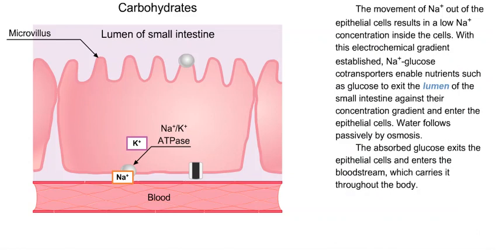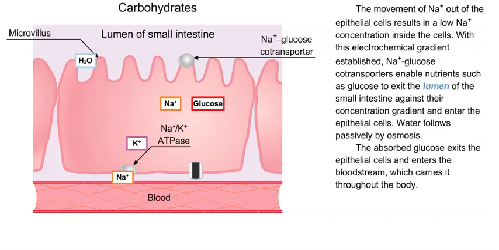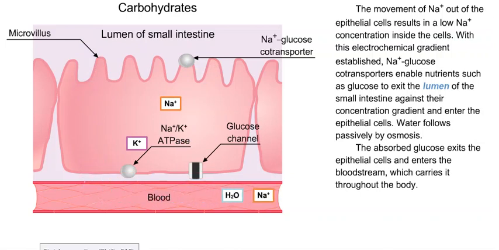With this electrochemical gradient established, sodium-glucose cotransporters enable nutrients such as glucose to exit the lumen of the small intestine against their concentration gradient and enter the epithelial cells. Water follows passively by osmosis. The absorbed glucose exits the epithelial cells and enters the bloodstream, which carries it throughout the body.